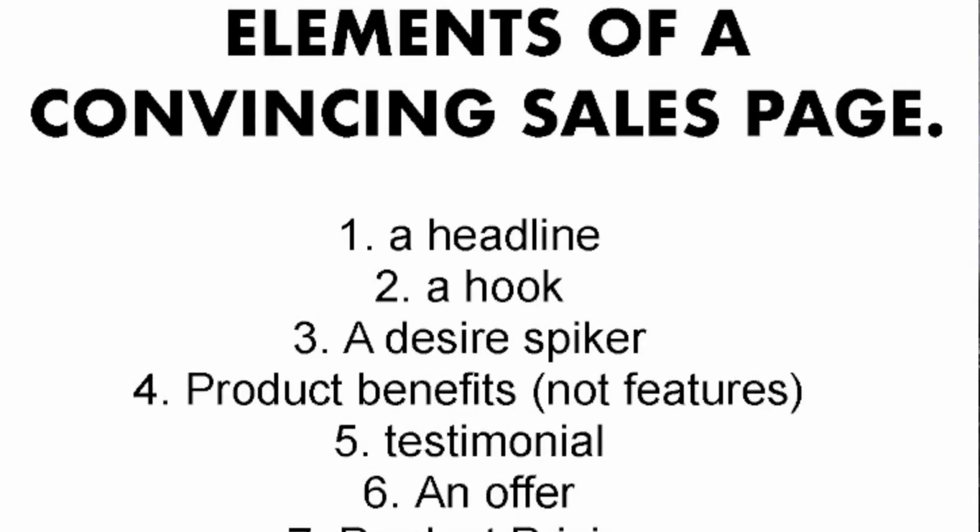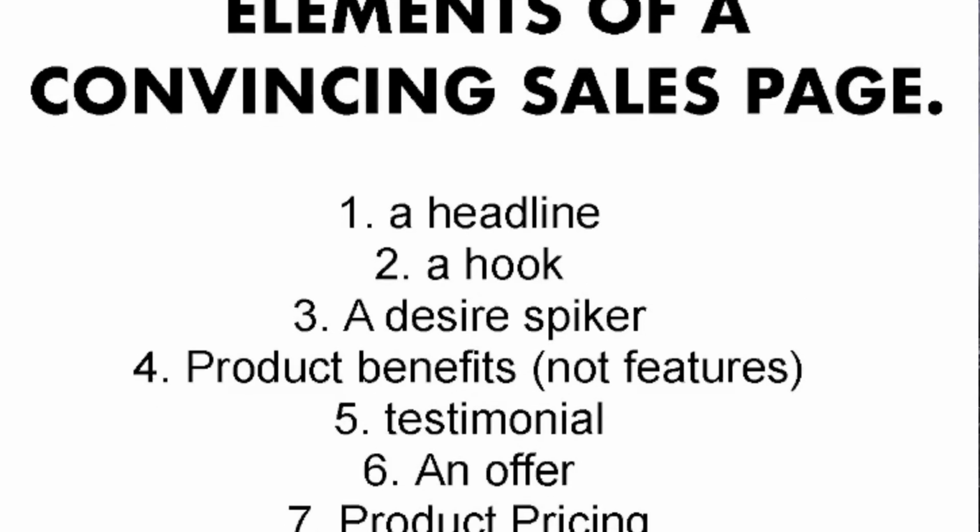First one is a headline, second one is a hook. Third one is a desire spiker. Fourth one is product benefits, not features. Fifth one is testimonial. Sixth is an offer. Seventh is product pricing. Eighth is closing.